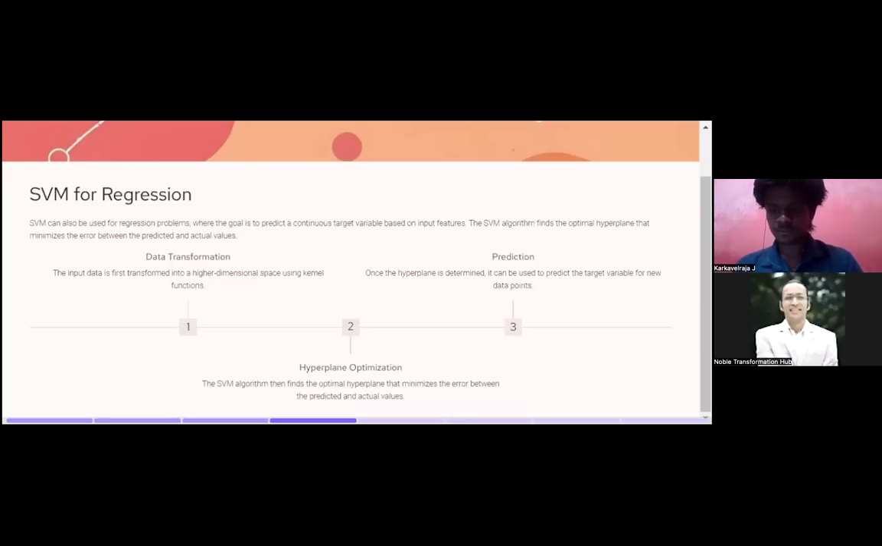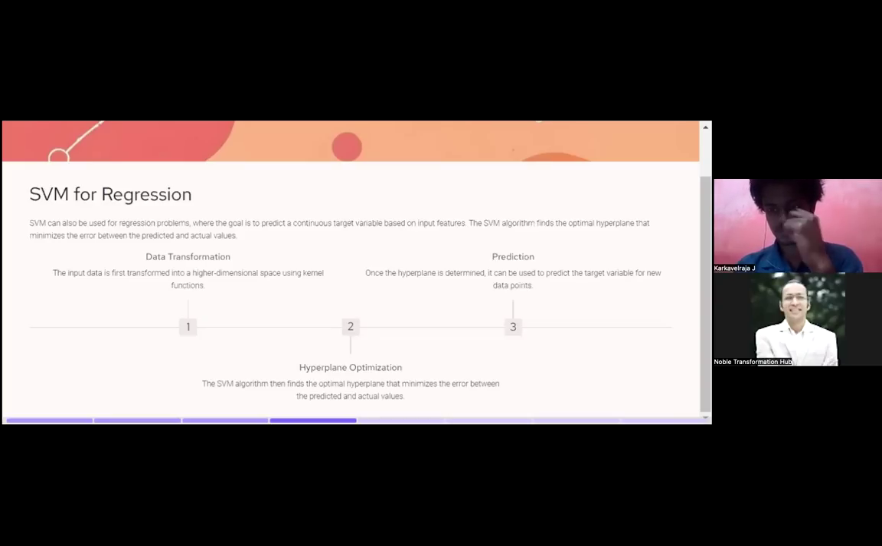Yes, so SVMs for regression. We have talked about classification. Now let's talk SVMs for regression. We now know what SVM, support vector machines, are. They are very powerful for classification, and now let's understand they're powerful for regression.